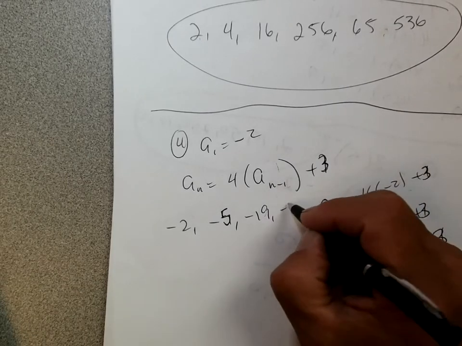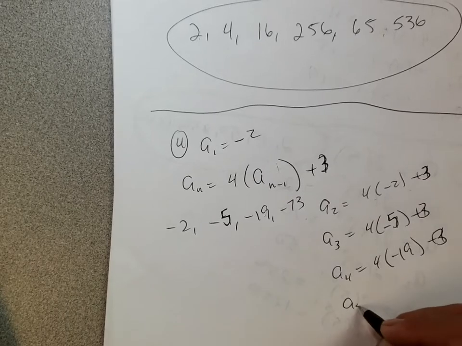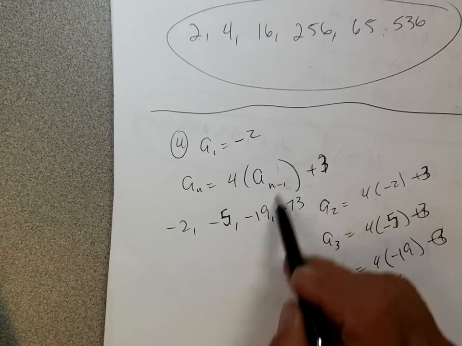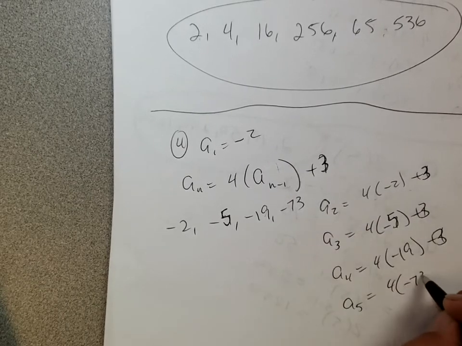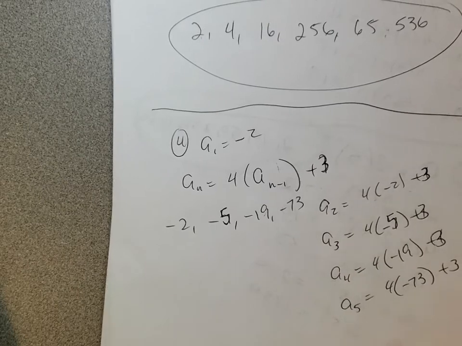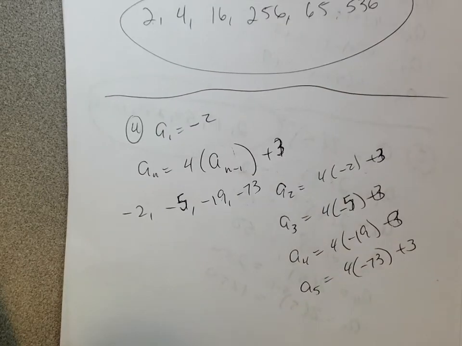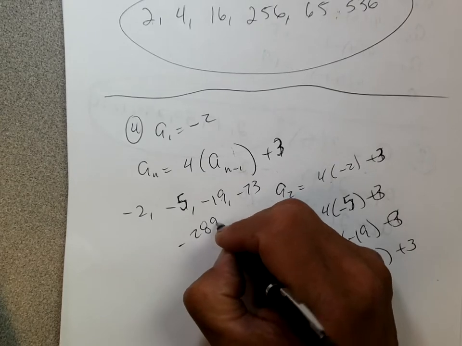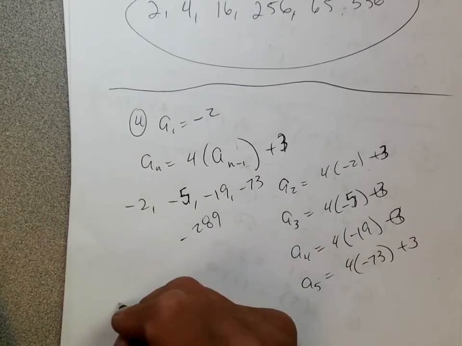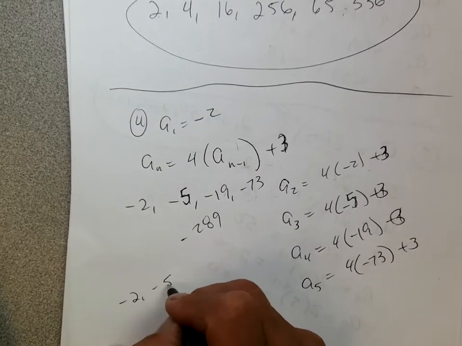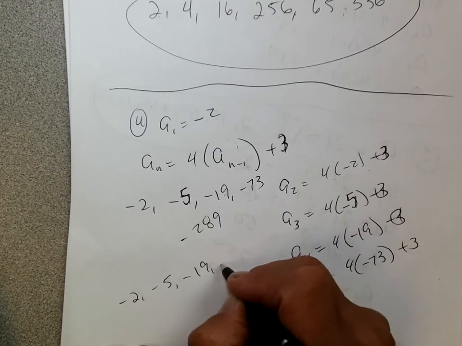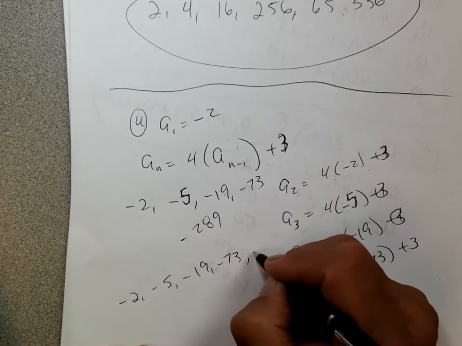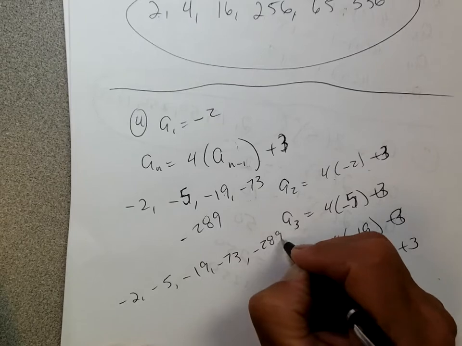Negative 73. And then A5, again, 4 times. Take the previous term, which is negative 73, plus 3. 4 times negative 73 plus 3, and I get an answer of negative 289. So my sequence is negative 2, negative 5, negative 19, negative 73, and negative 289.